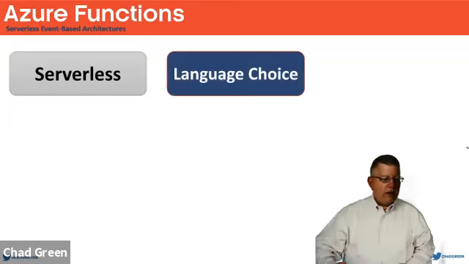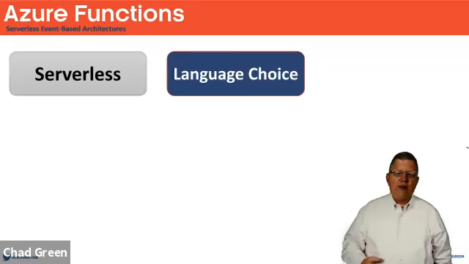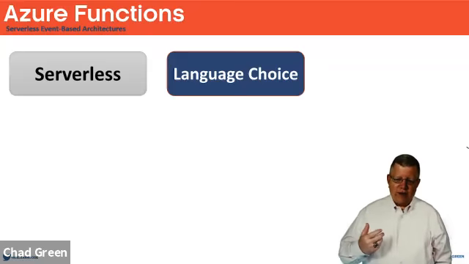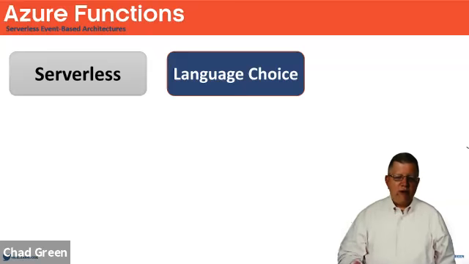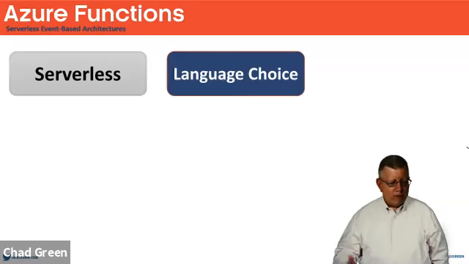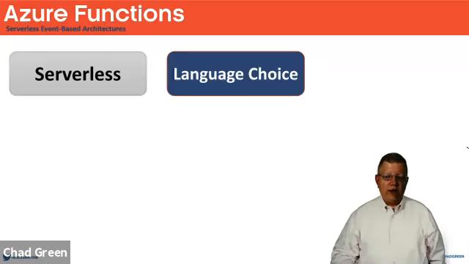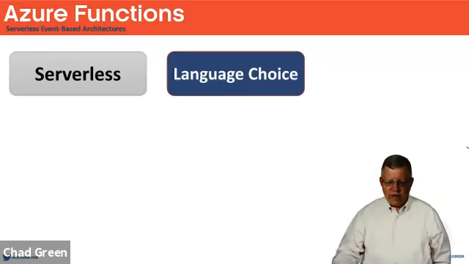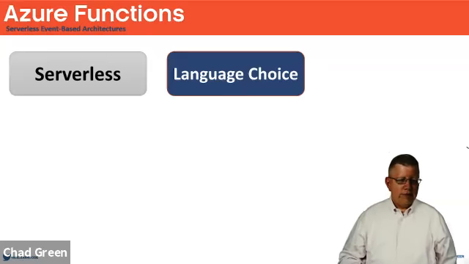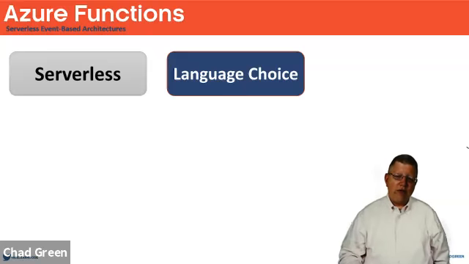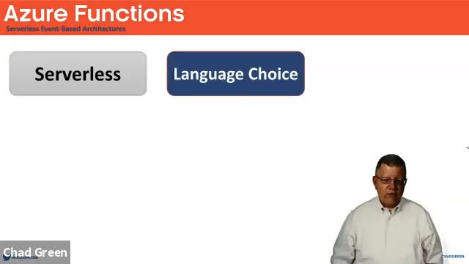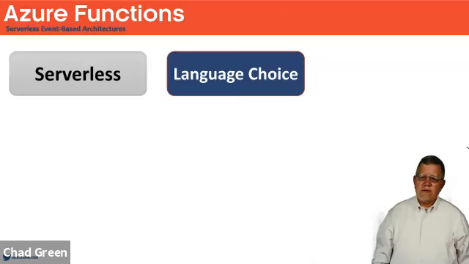So next, language choice. One of the awesome parts about Azure Functions is that whatever primary language I'm using, we can use this, right? So obviously C#, because that would make sense, but also Java, JavaScript, Python, and PowerShell. So I have a lot of options to write my code in.